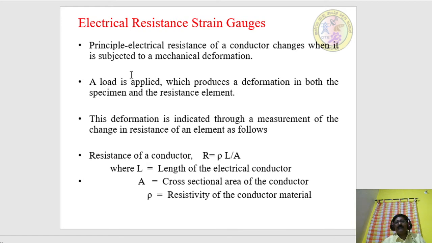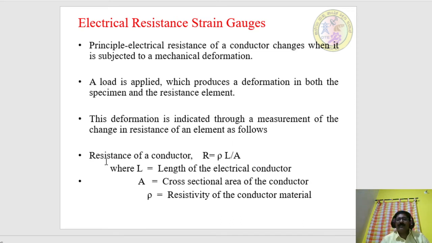Say a load is applied onto a body which produces deformation, in both the specimen as well as the resistance element. Whatever deformation has been produced is indicated through measurement of the change in resistance of the element, which may be analyzed to get the deformation.